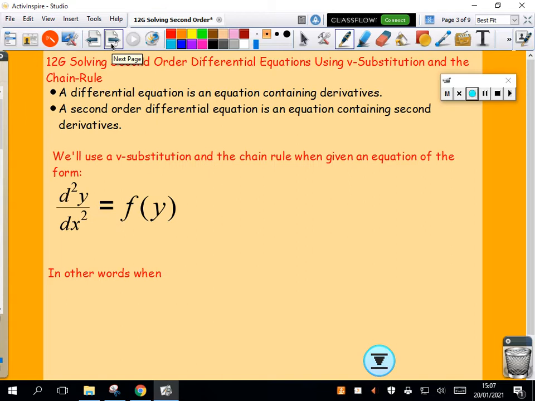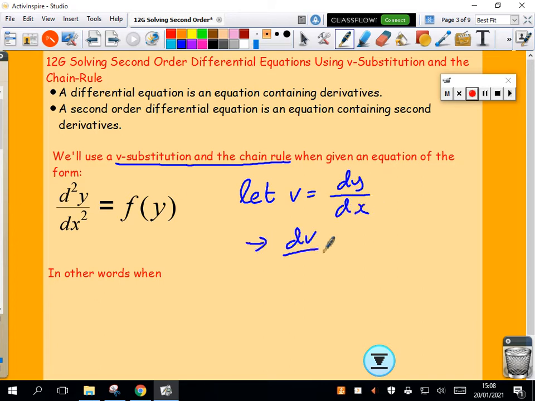Okay, so we're going to look at using a v substitution and the chain rule together. In our previous examples, when we had a second derivative as a function of the first derivative, we were using a v substitution on its own. Now we're going to use that with a combination of the chain rule. And the process is as follows. We let v equal dy dx, and then we take a derivative with respect to x on both sides, giving me dv dx equals d2y dx squared.